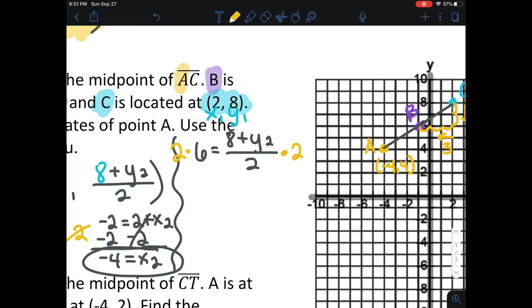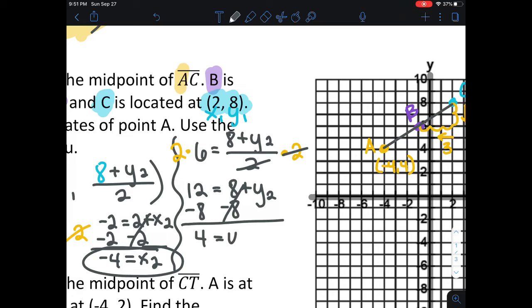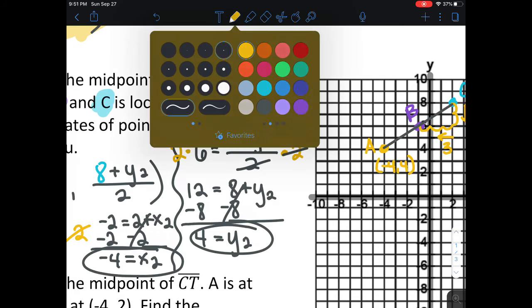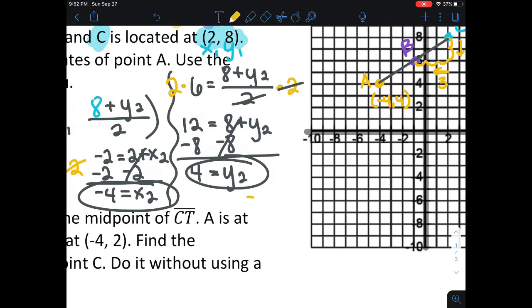I'm going to multiply both sides by 2 so I can get rid of this denominator. And then I'm left with 12 on the left of the equal sign and then 8 plus y2, because I got rid of that denominator, so now it's gone. Oops, not y squared, y2. Okay, now I'm going to take away 8 from both sides, and that's going to leave me with 4 is y2. So when I did it this way, I got x was -4, y was 4.